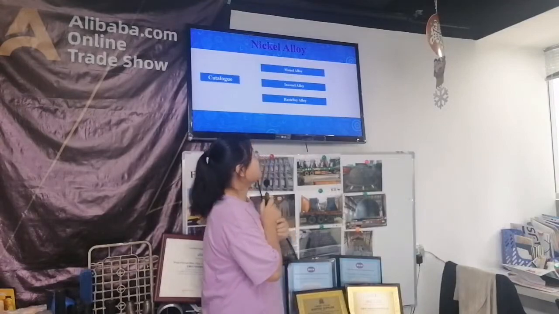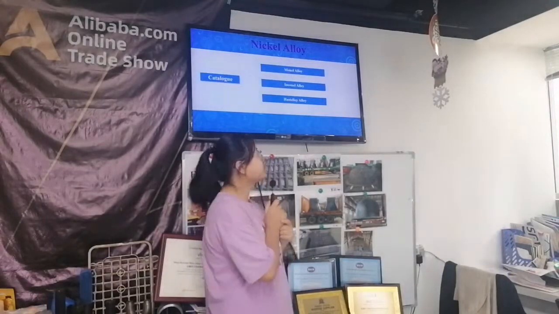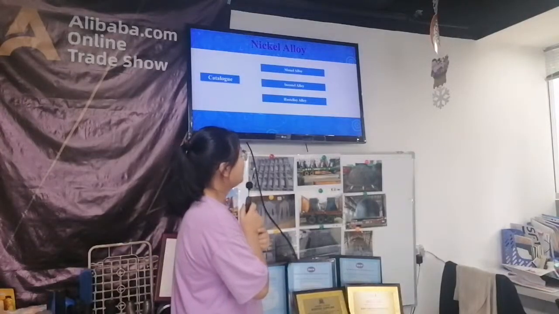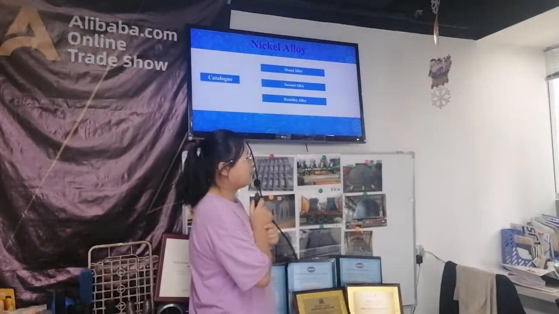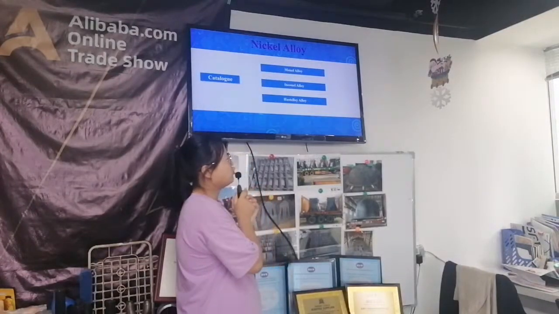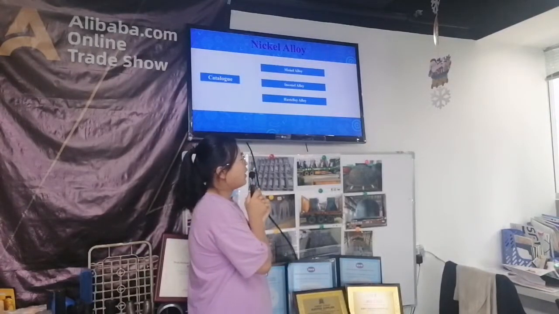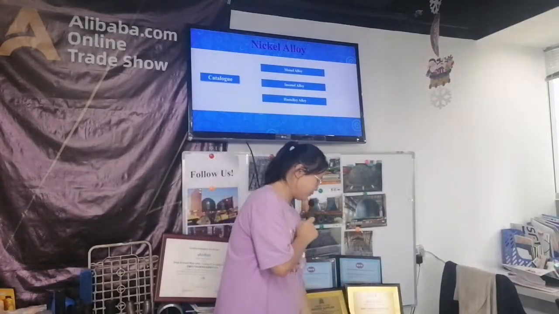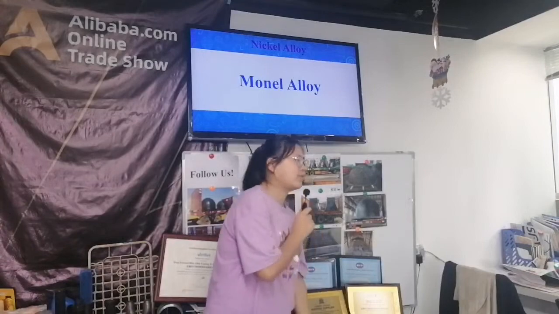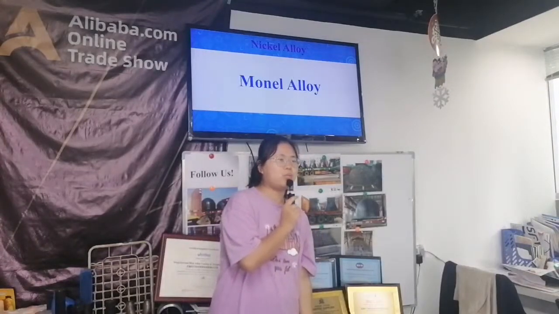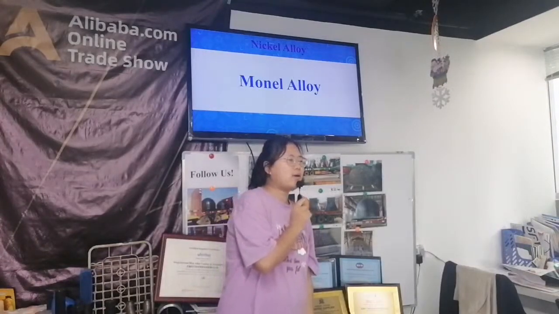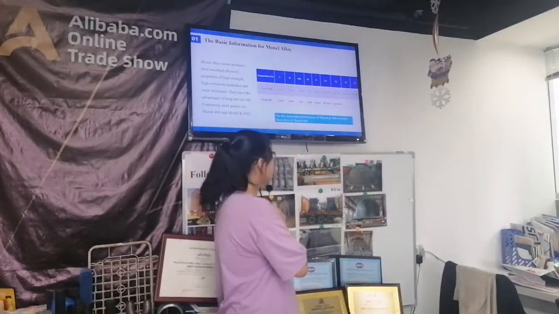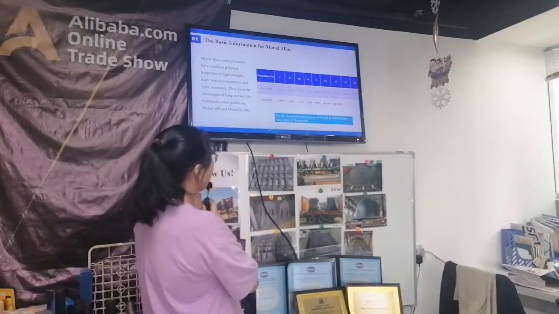The second one is nickel alloy. For nickel alloy, part 1 is nail alloy. Part 2, ink nail alloy. Part 3, Teflon alloy. Okay, part 1, nail alloy. The basic information for nail alloy.